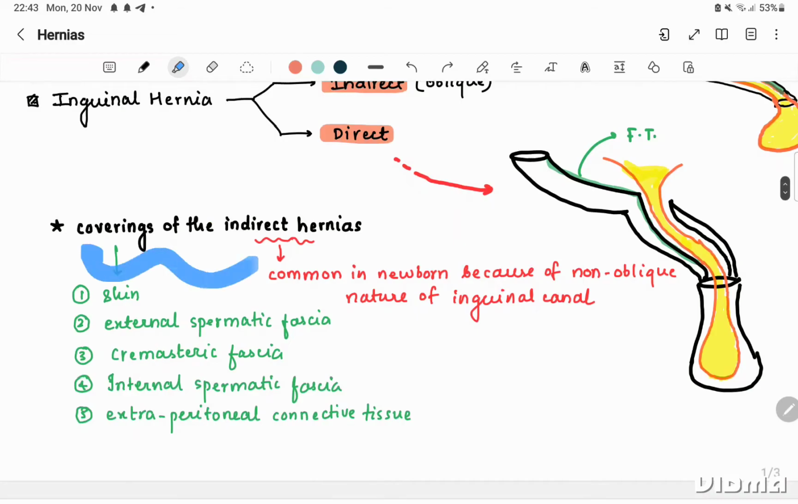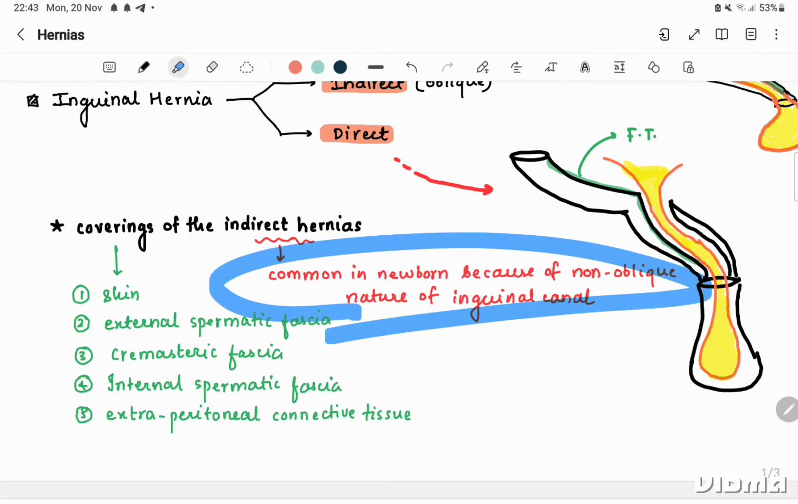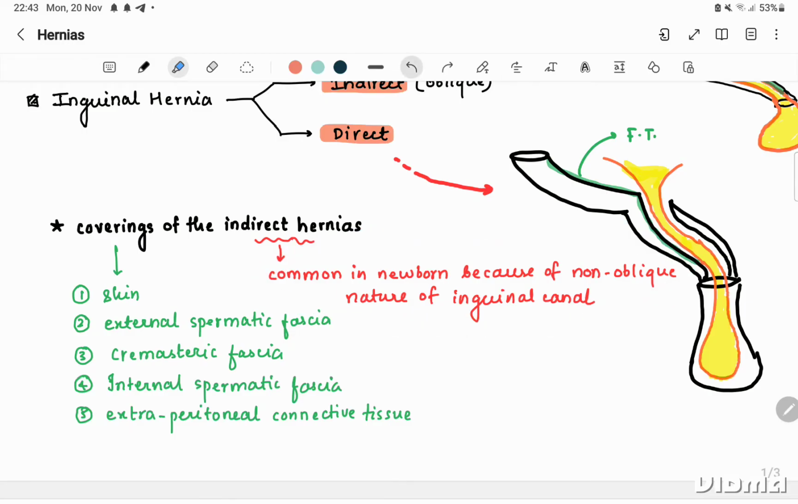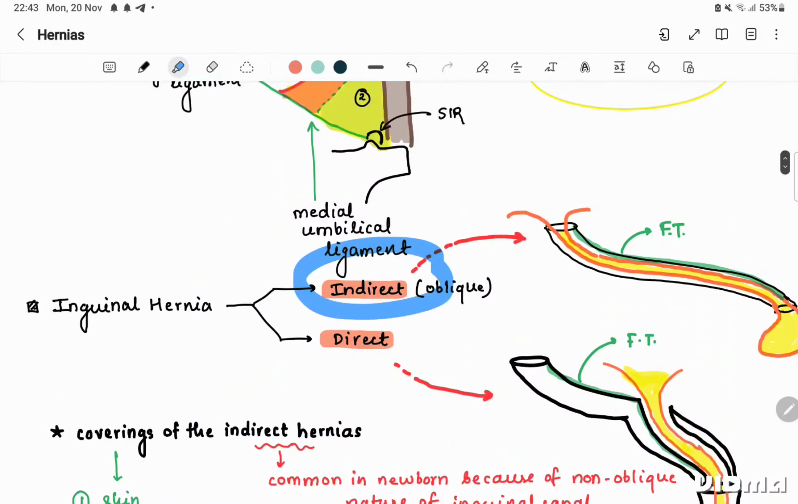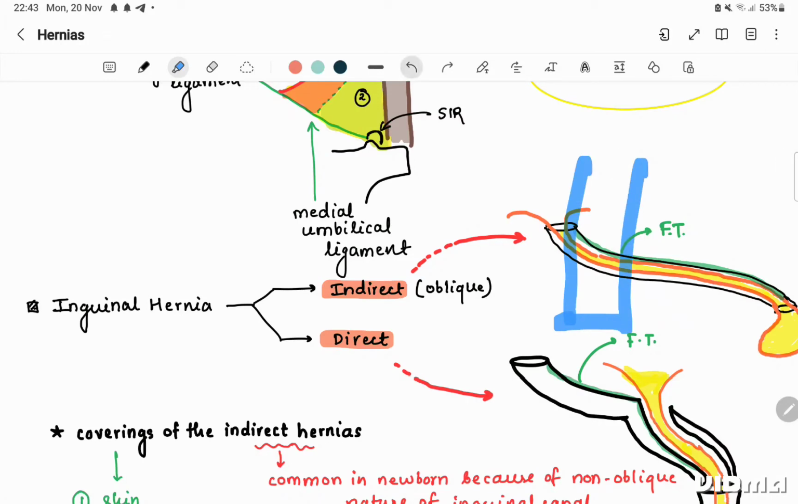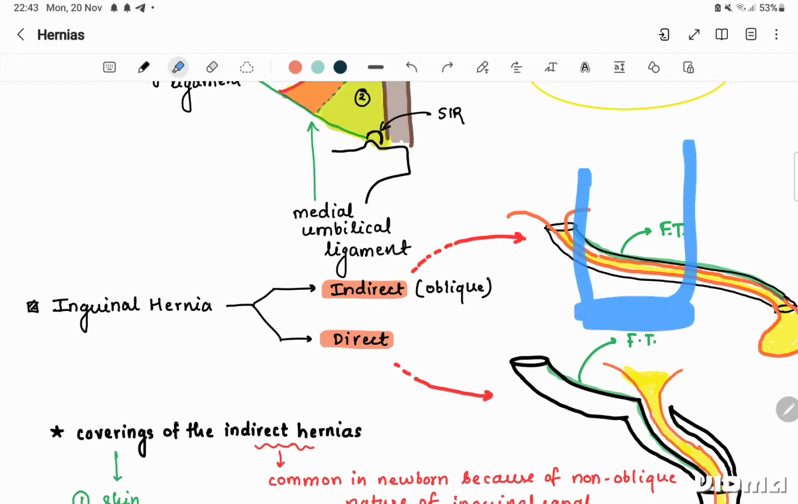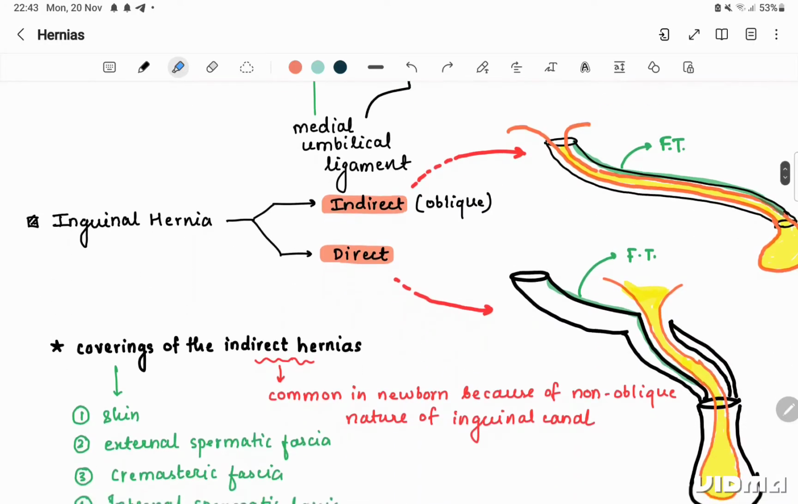So what are the coverings of the indirect hernia? Coverings are important. Indirect hernia is common in newborns because of the non-oblique nature of the inguinal canal. The inguinal canal must be like this, so a hernia can easily occur. Due to the oblique nature in adults it becomes a little bit difficult, but it still occurs.